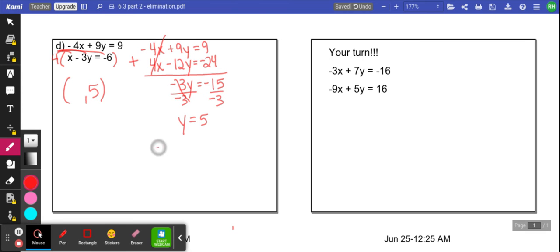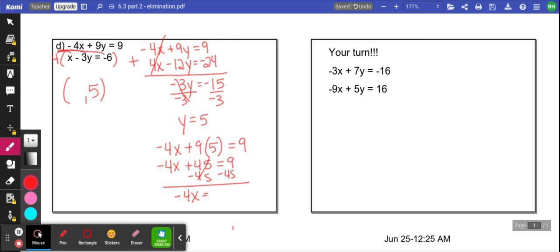Let's plug it in. Negative 4x plus 9 times 5 equals 9. So negative 4x plus 45 equals 9. I'm going to subtract 45 from both sides. So negative 4x equals negative 36. Divide by negative 4, and x equals 9. 9, 5 gives us our answer.